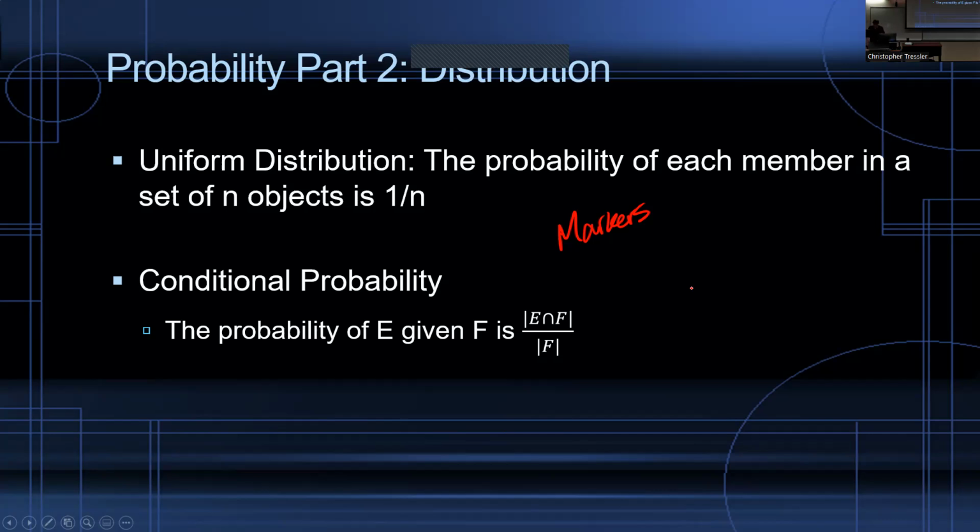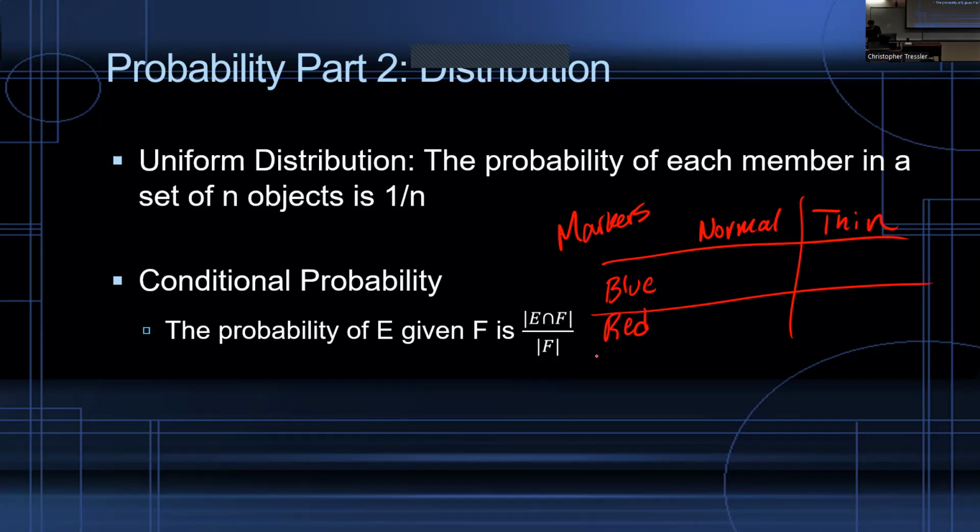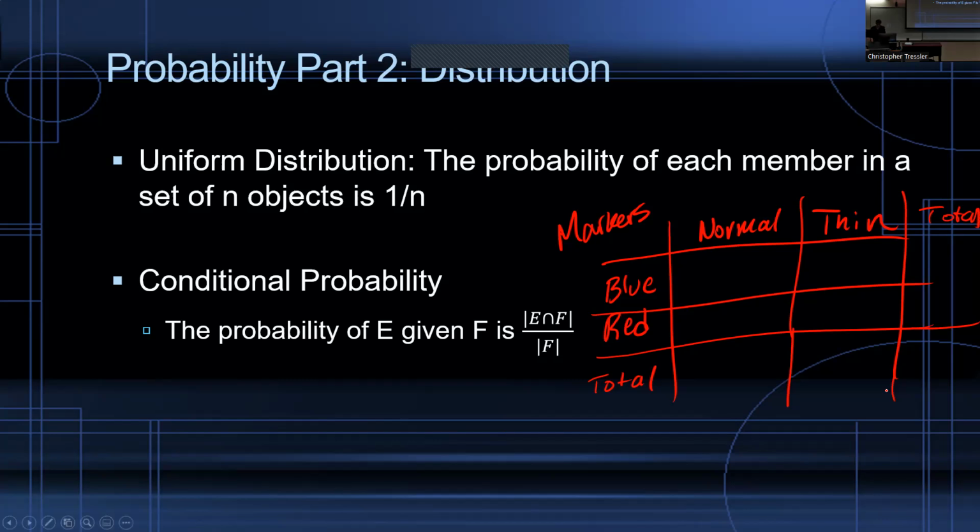So we're going to have blue markers and red markers. And we're going to have normal markers, and we're going to have thin markers, right? Okay. We're going to have this wonderful table here. And then we're going to have the total, etc. So I'm going to draw this. There we go. So I have some numbers already added up here.